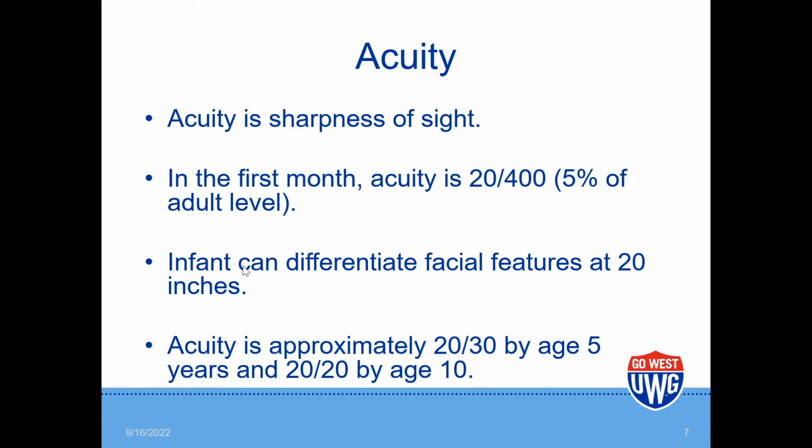So part of our vision is our acuity. And so acuity is just simply the sharpness of our sight. So how well we can see things.